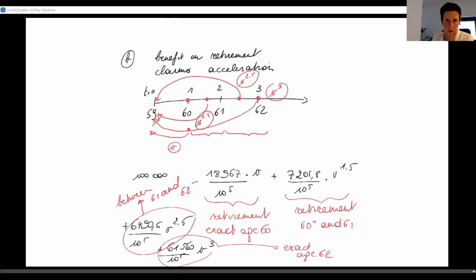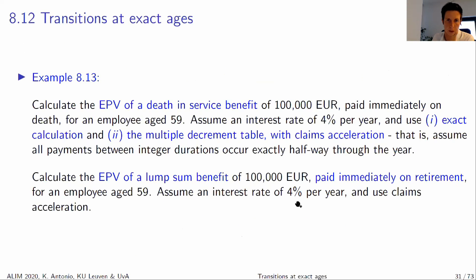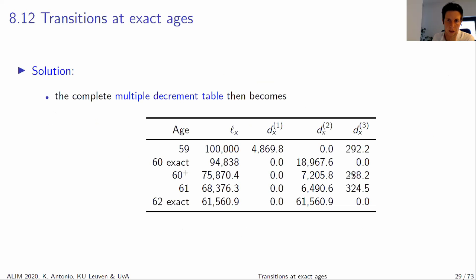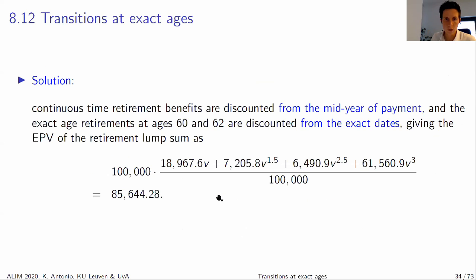So if I go back to my sheets, if I look at my multiple decrement table, and here you see these numbers coming back. So the 18,000 something, the 7,200 something, the 6,000, 61,000, divided then by the initial size of my group of 100,000. Those would be the probabilities that an employee would retire between certain ages or at a specific age.